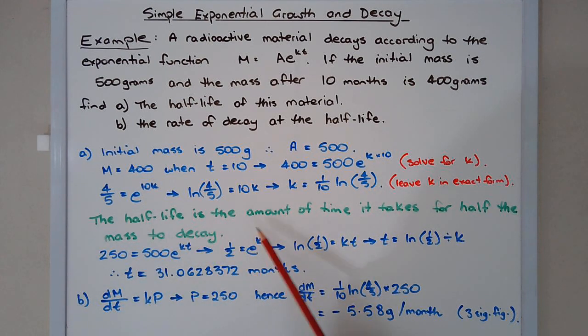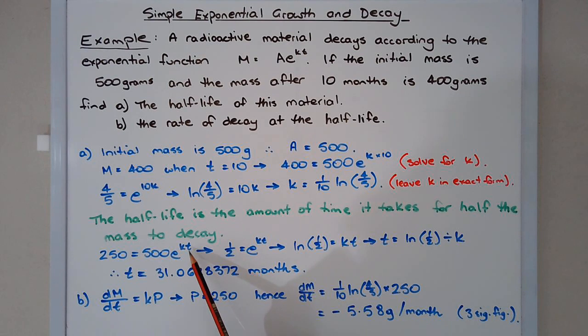Now the half-life is the amount of time it takes for half the mass to decay. So if we're starting off with 500 grams, we're interested in how long it's going to take for this 500 grams to become 250 grams. So substituting 250 for m, obviously A is 500, so that's our initial mass of the material. 250 equals 500 times e to the power of kt. We have the value for k already, so I need to keep this handy, so I'll be using this value shortly.